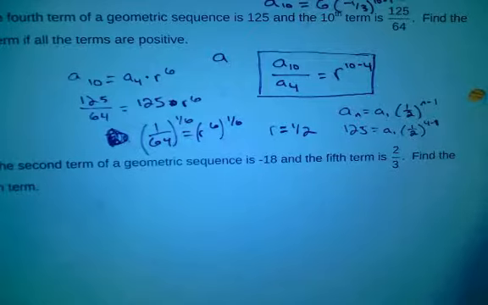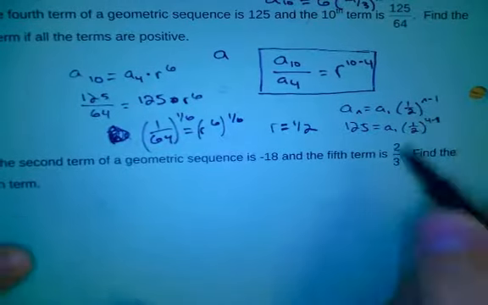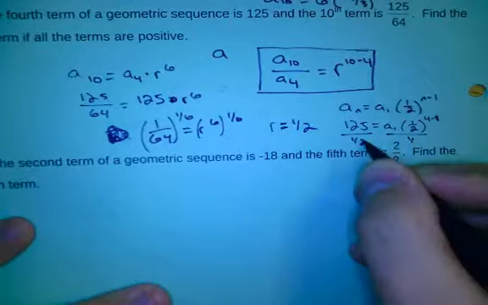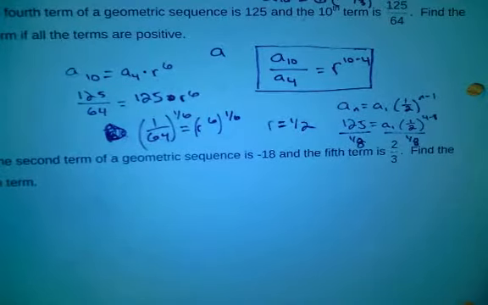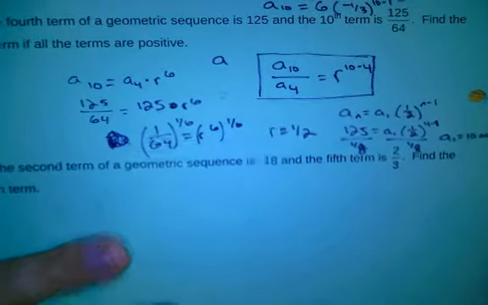So I want to do that math for me. What's 1/2 to the, well, okay, I can do that math. It's 1/2 to the 3rd, which is 1/8. You got to do 125 divided by 1/8. And you're going to get, is it 1,000? You get 1,000, so A sub 1 equals 1,000.